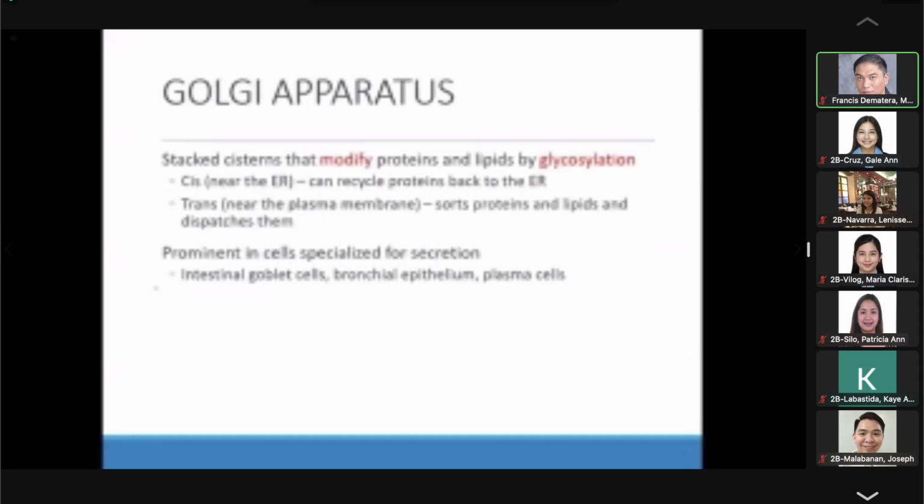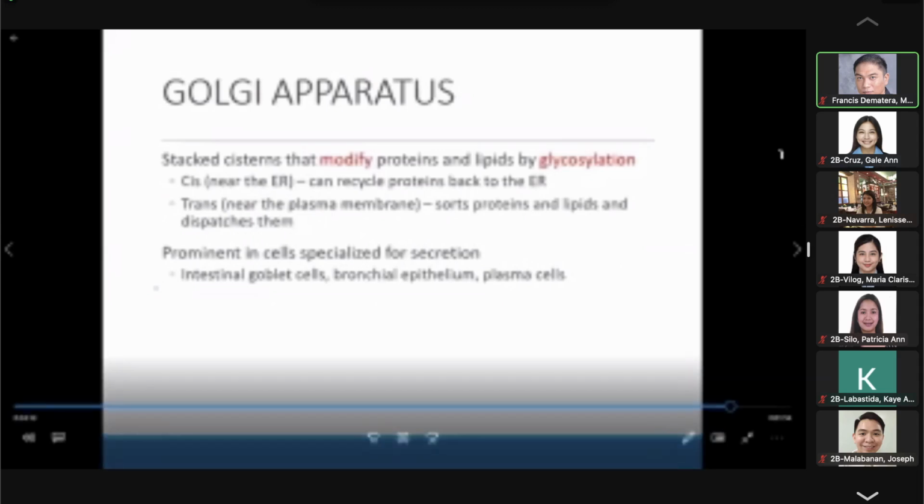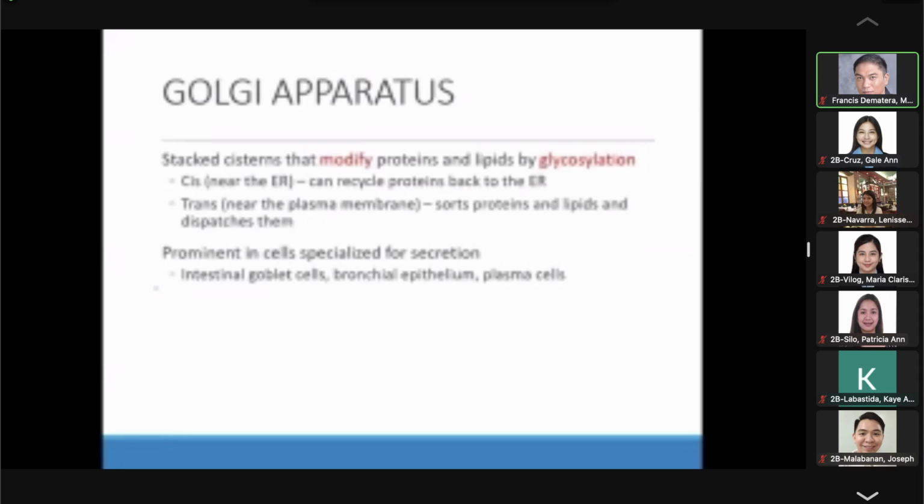Next, we go to the Golgi apparatus, which consists of stacked cisternae that modify proteins and lipids by glycosylation in a cis-to-trans manner. So cis is near the ER, where they can recycle proteins back to the ER, and trans is near the plasma membrane. So this sorts proteins and lipids and dispatches them. These are prominent in cells specialized for secretion, such as intestinal goblet cells, bronchial epithelium, and even plasma cells.